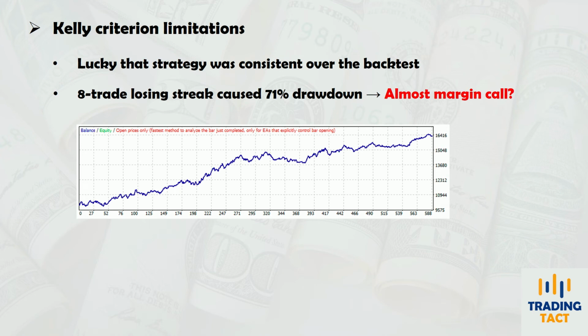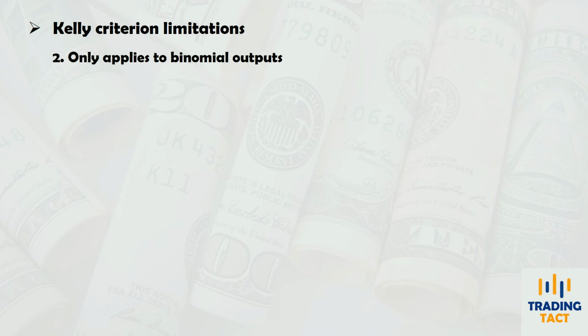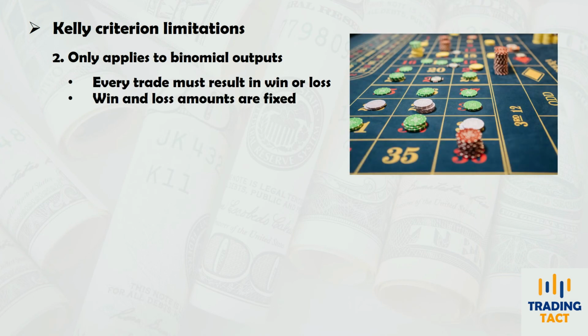Secondly, the Kelly Criterion only applies to binomial outputs. Every trade needs to result in either a win or a loss, and your win and loss amounts need to be fixed. If you use a fixed stop loss and profit target for your strategy, like the euro-dollar strategy above, this won't be a problem.